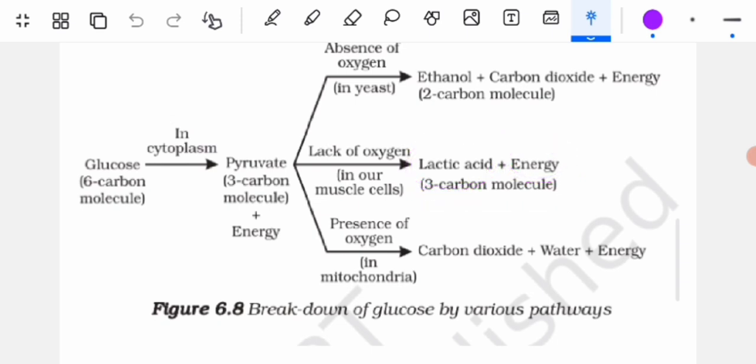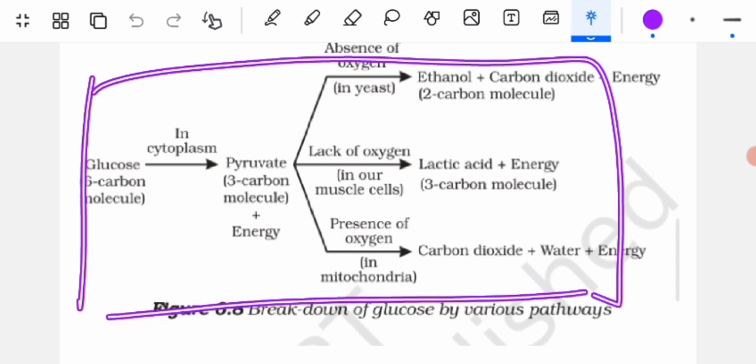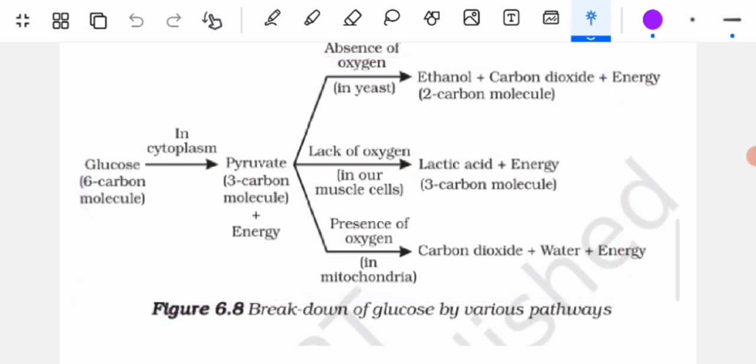From this part, most of the questions can be asked in the MCQ or it may be in the long answers. You have to focus on this. It is important. Okay.